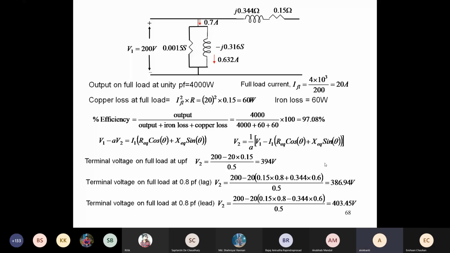Okay, you got these values? Yes, sir. So you have to be very careful: when it is the leading load, it is negative. R cos theta minus X sin theta. And it is not that you will have to memorize this, it directly comes from that phasor diagram we just showed. So this is the concept of regulation.